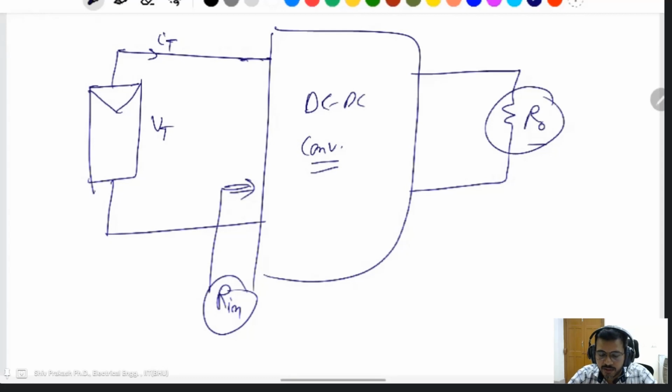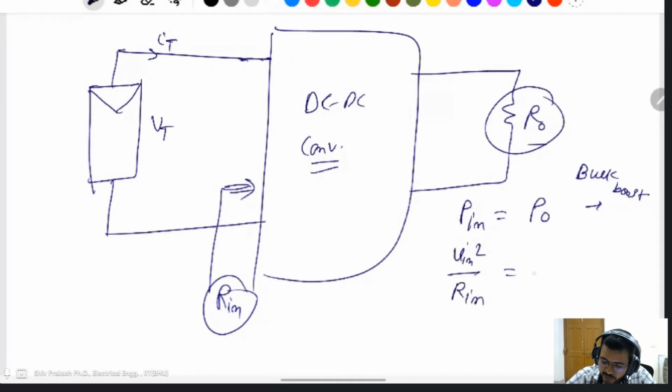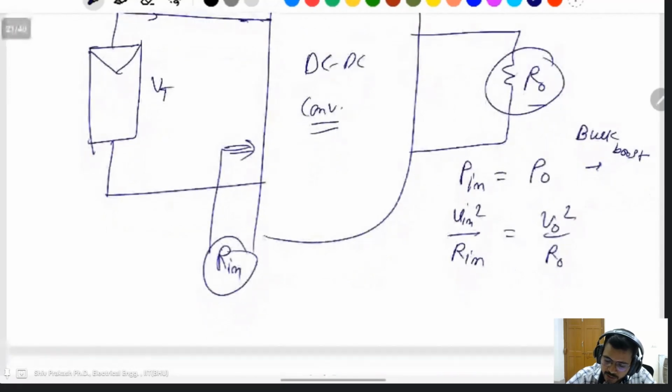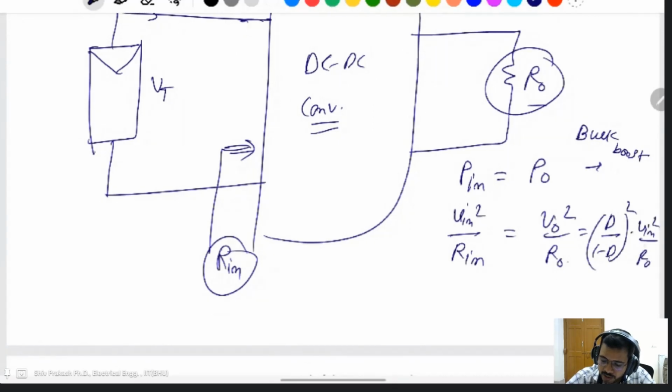It will be calculated for the buck converter, boost converter, buck-boost converter, and so on. For the buck-boost converter, P input is equal to P output. So P input: V in squared over R in is equal to V output squared over R output. V output, you know, is V in times D divided by (1 minus D), squared, over R naught. V in squared cancels out, then R in is equal to (1 minus D) divided by D.